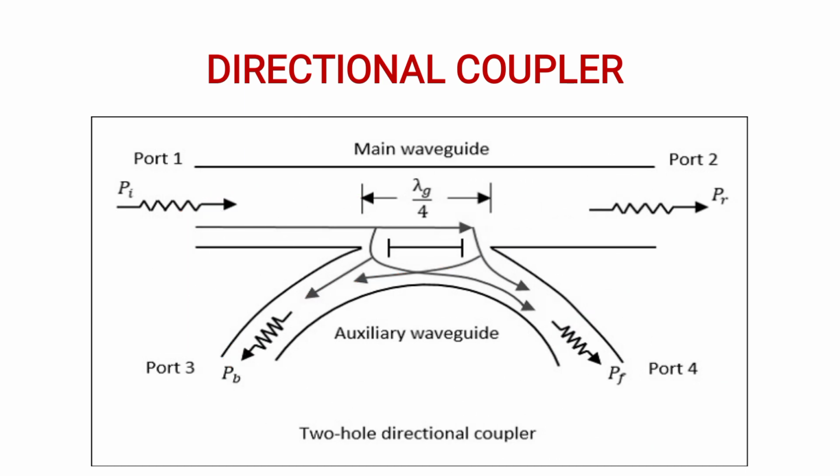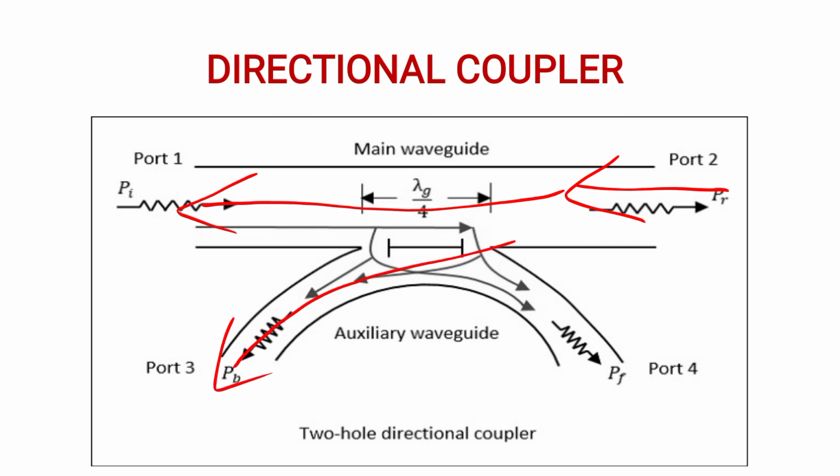But practically, a small amount of power is delivered to port 3 and port 4 also. If I incident a power at port 1, in the ideal case the power is delivered between port 2 and port 4, but practically a small amount of power is delivered to port 3 also. And when I incident a power at port 2, this power is delivered to port 1 and port 3 ideally, but practically some small amount of power is delivered to port 4 also. This is how the directional coupler works.